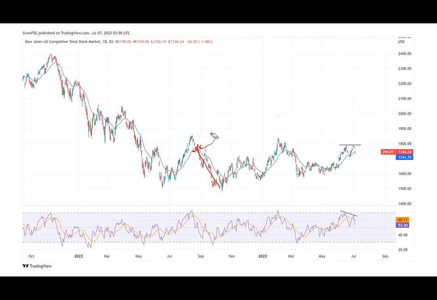So we have a lot of tools in the toolbox, and price RSI divergence is one of them, but we're not always fortunate enough to get that setup.